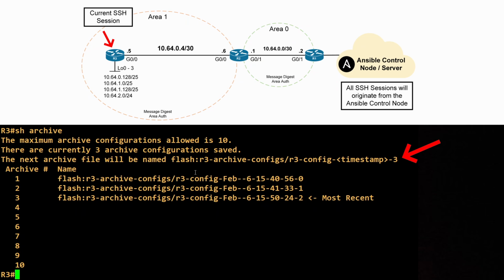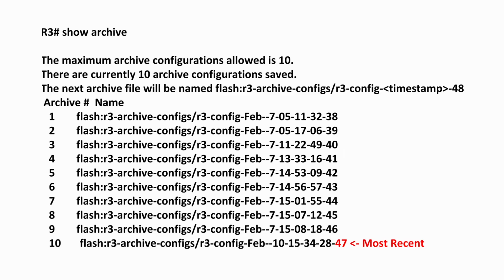We can see that our next archive backup will have a sequence of 3. If the sequence was 47, for example, we would aim to pick the highest sequence number and incorporate it into our configure replace command. It would look quite a lot like this.